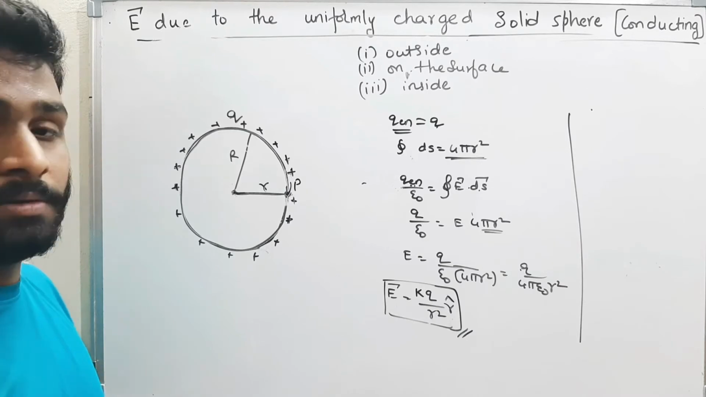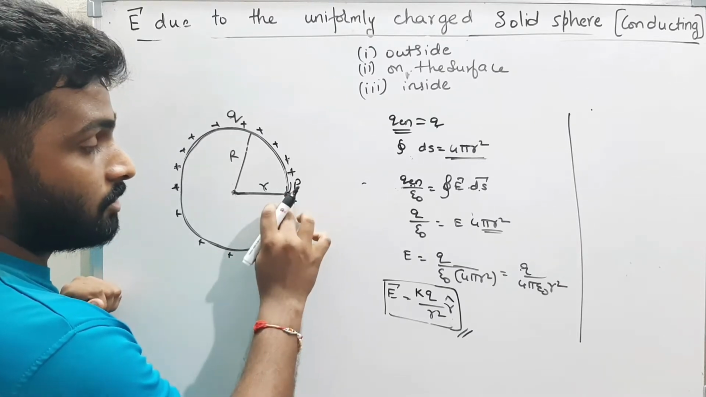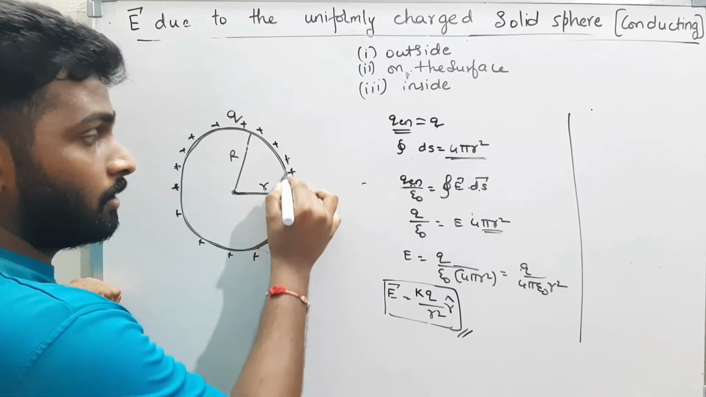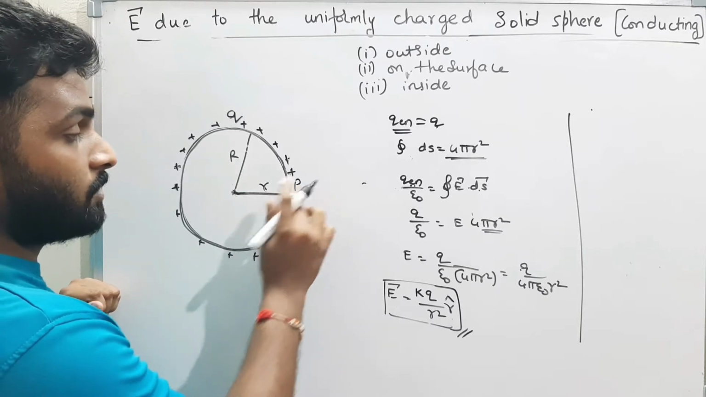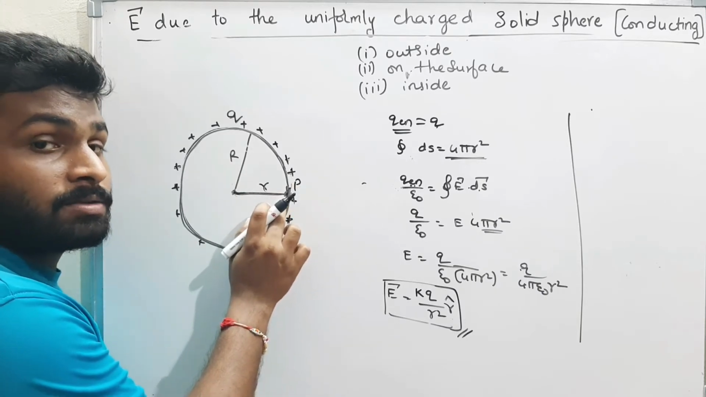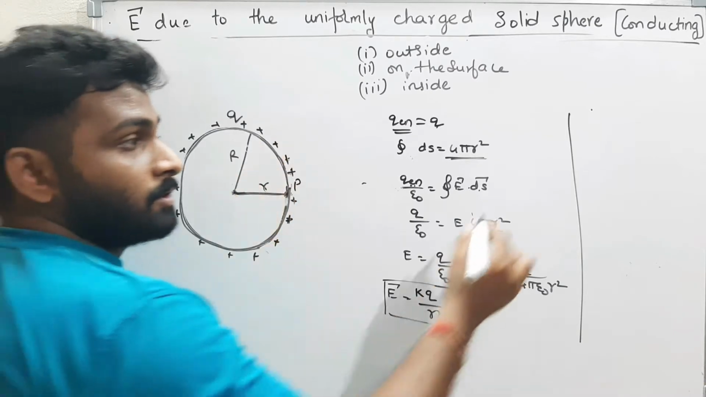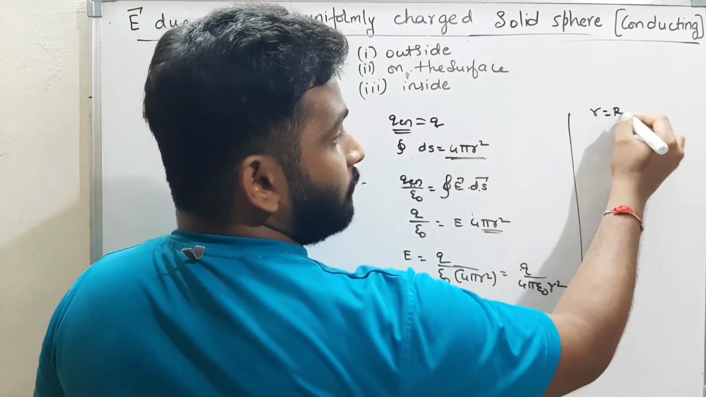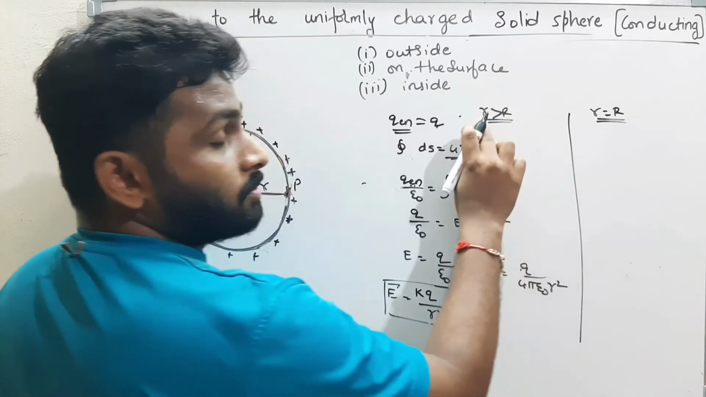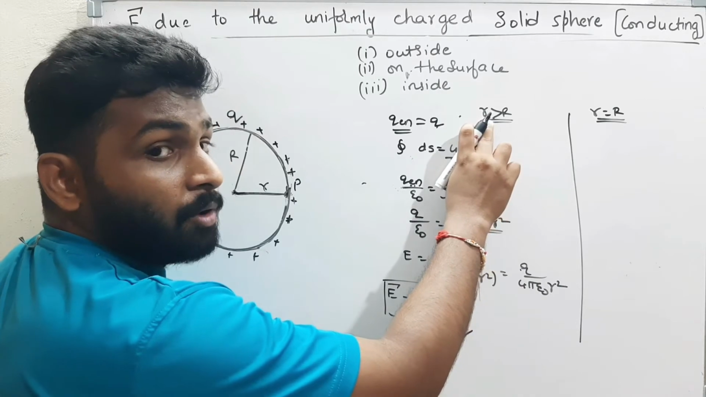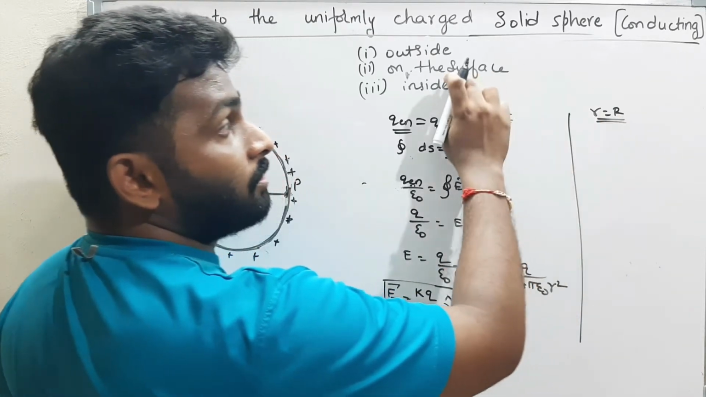I think that is clear. This is the Gaussian surface. The Gaussian surface has to always pass through the point. And this Gaussian surface has a radius. What is the radius of the Gaussian surface? Nothing but the radius of this shell, that is capital R. When small r is greater than capital R, the point P is outside this shell. When it is equal to capital R, the point is on the surface.